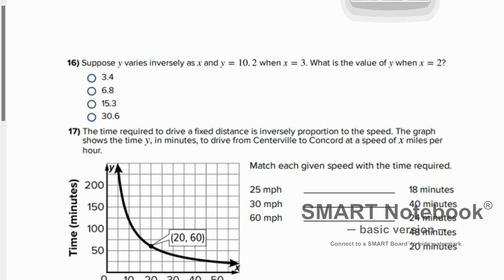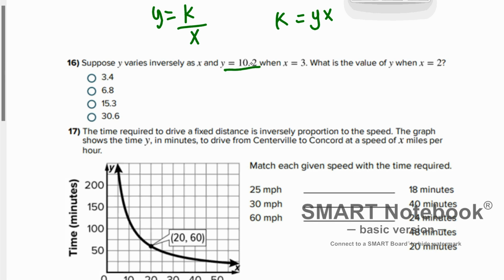Okay, number 16 says y value varies, so y equals k. And inversely, that means divided by x. All right, so here you can solve it for k if you want to. I'll set this one up as a proportion, k equals y times x. So that means no matter what y or x I'm given, it should equal the same exact k, because it's the same. It's the constant of the variation. It's the same, remains the same each time.